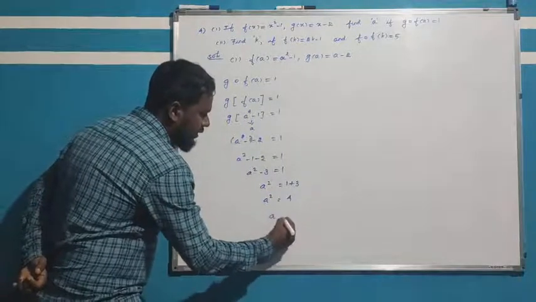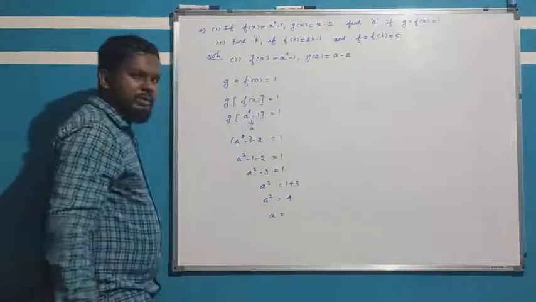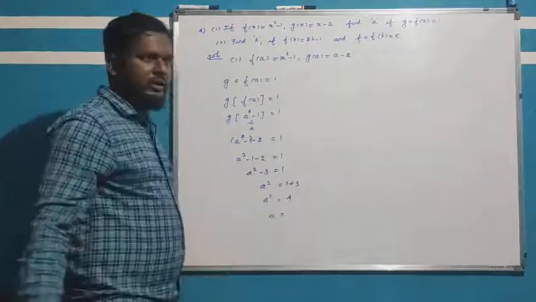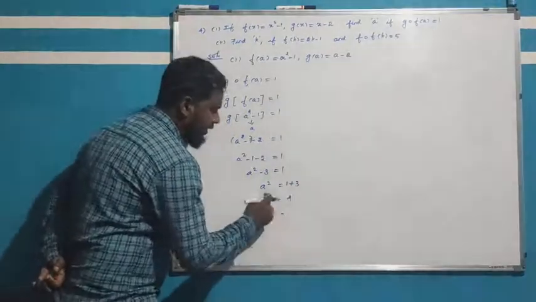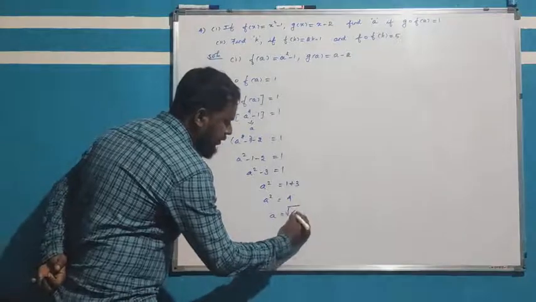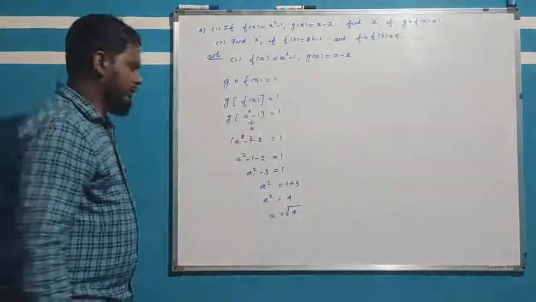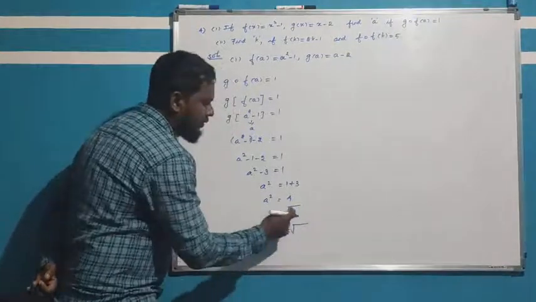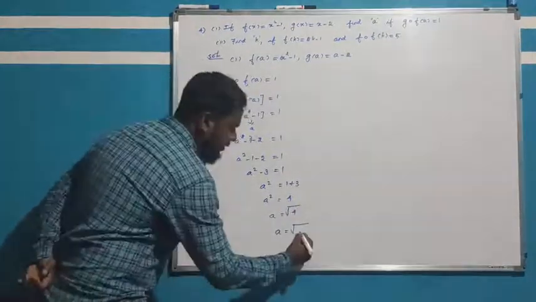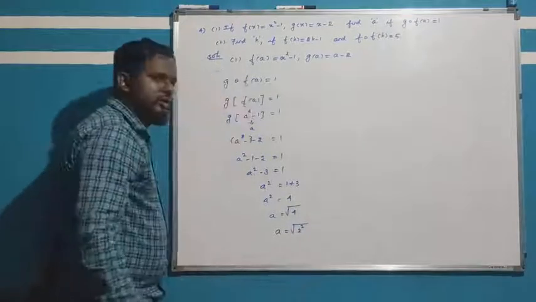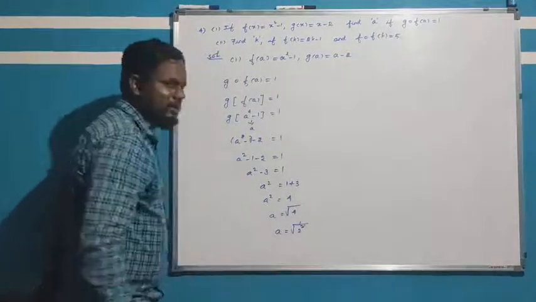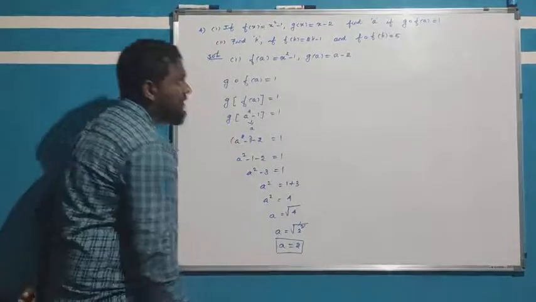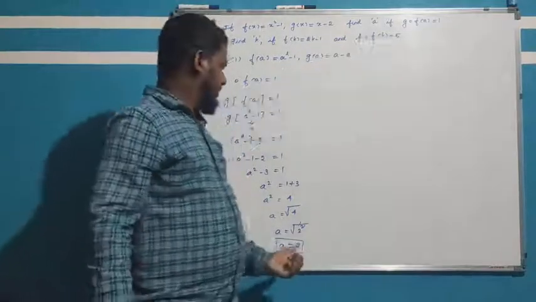So then a is equal to, taking the square to the other side means square root will come. Square root of 4, so a is equal to square root of 4, or we can write 2 square. The root and square will cancel. Then a is equal to 2. So what is the value of a? The value of a is 2.